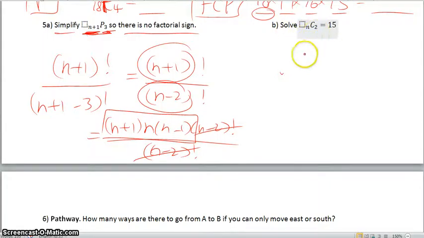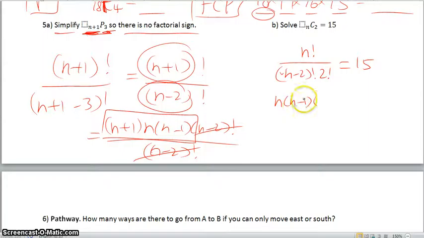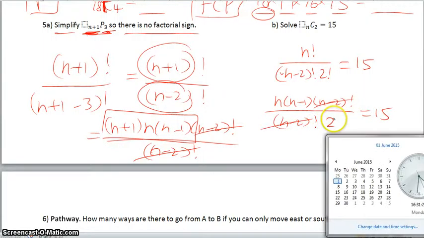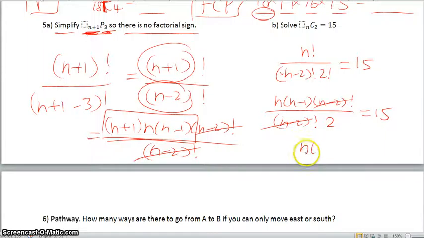Okay, next one. nC2, according to the formula, is this, right? Just use the formula, which will be given in the exam. All right, so let's expand it. n minus 1, n minus 2. 2 factorial is just a 2. Okay, so this part cancels out. What do you do with the 2 here? Put it on the other side. So n times n minus 1 equals 30. 6 times 5 equals 30. So n is 6. Okay, here we go.